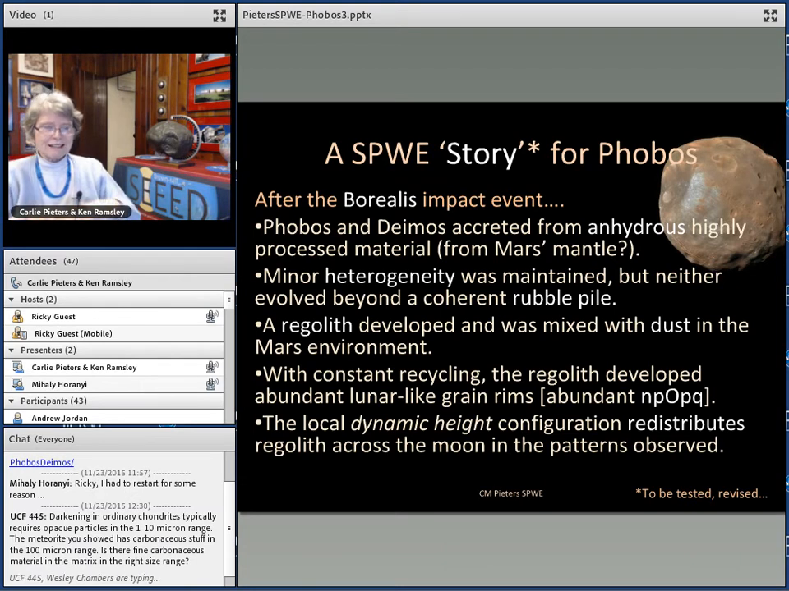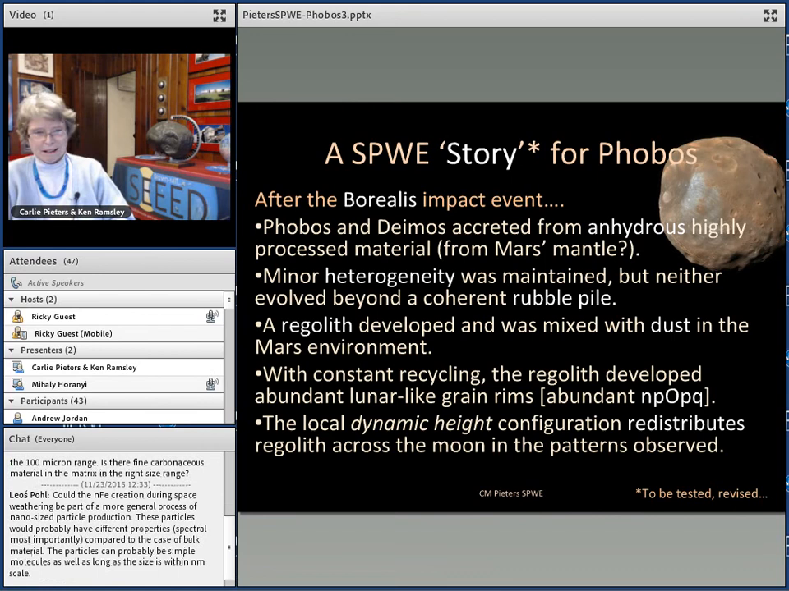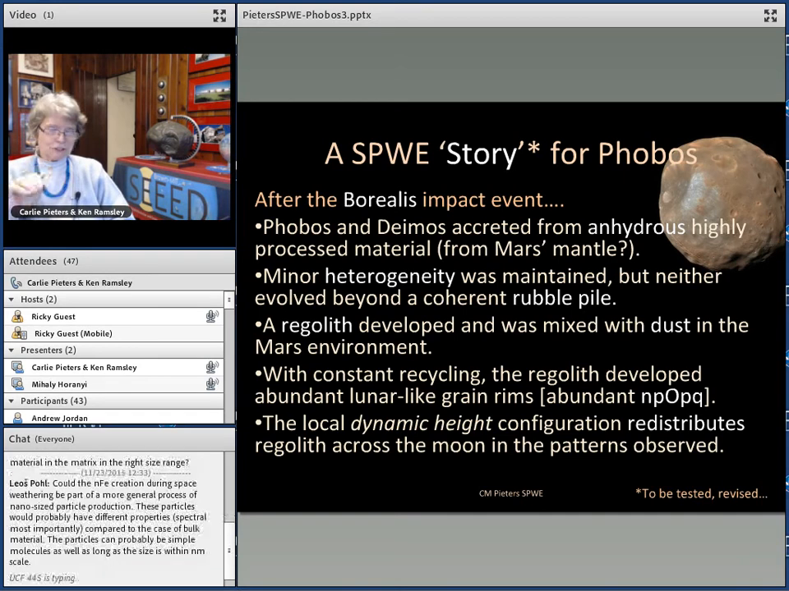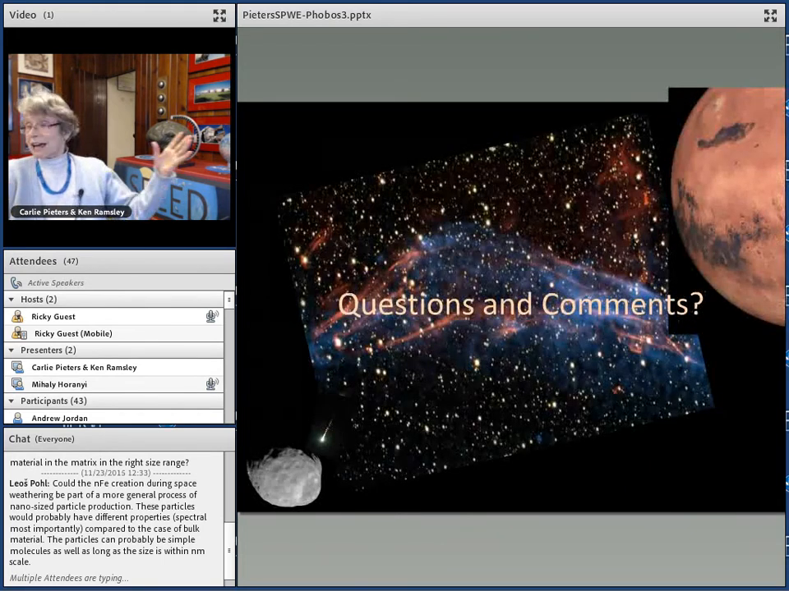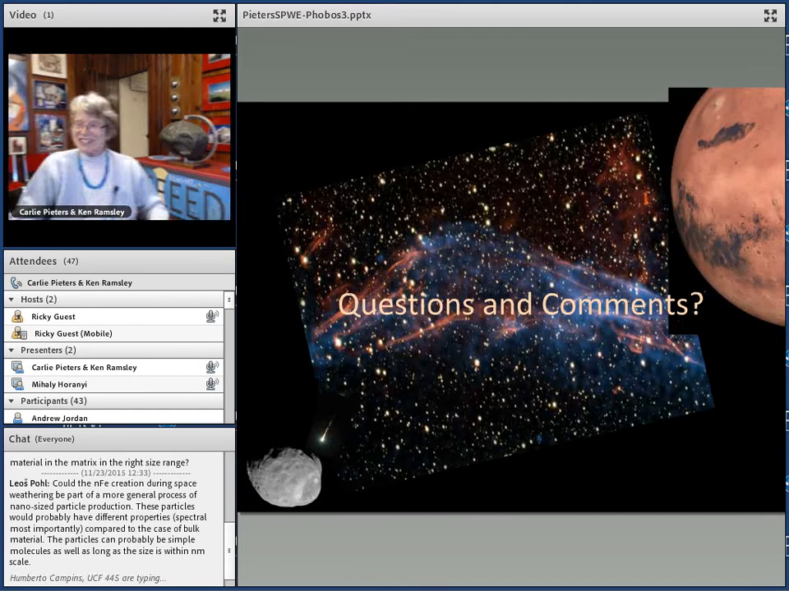Clearly the regolith probably has been recycled many times on Phobos and Deimos, but has it formed these nanophase iron coatings or not? And this is something we don't know. If it's not a captured asteroid, the implication is that it probably has, but we don't know how it's done that. And then, of course, the dynamic height and the configuration of Phobos in particular will redistribute the material across the body for the patterns we observed. So that's as far as I can leave it. And we'll go to the dust discussion from here.